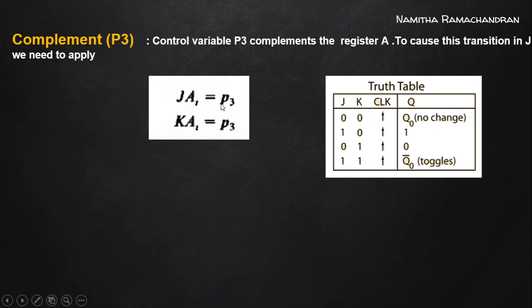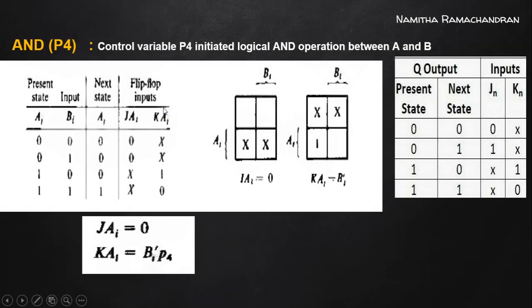1 and P3 is P3 itself. 1 and P3 is P3. Right? So this is the expression or the Boolean function corresponding to the complement operation. So next is about logical AND operation. This operation is controlled with the help of a control variable P4.